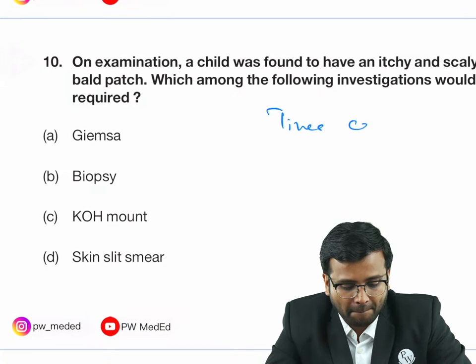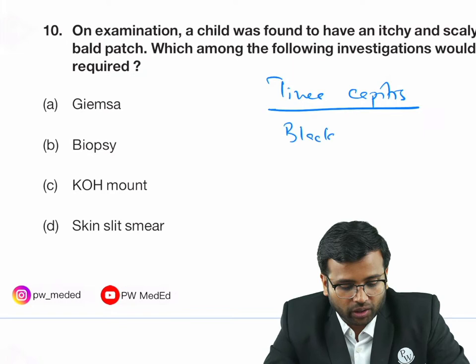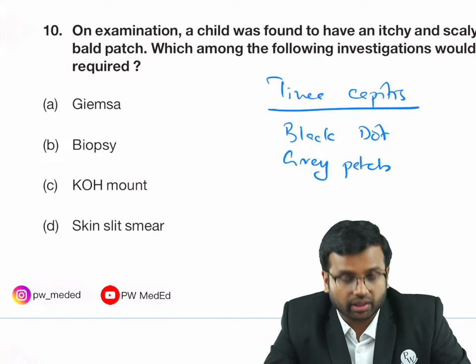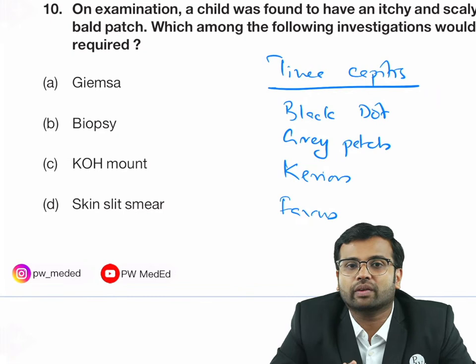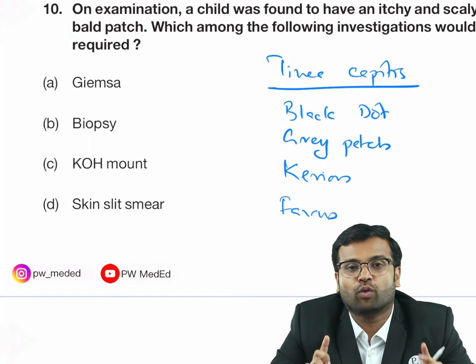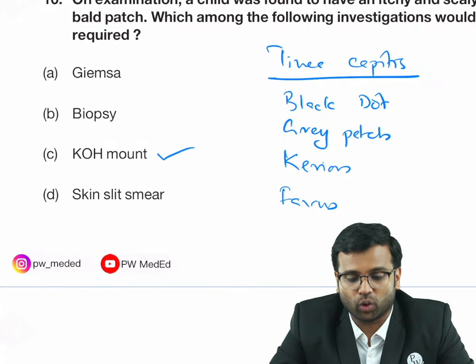Whenever there is tinea capitis, what are the types of tinea capitis? These are the black dot, the gray patch, and then it can be kerion, and it can be favus. So these are the types of tinea capitis that can be seen. Now whenever you're suspecting a fungal infection where there is some kind of scaling and itchiness, what is the investigation of choice of any type of fungal infection? The investigation of choice here would be KOH mount.